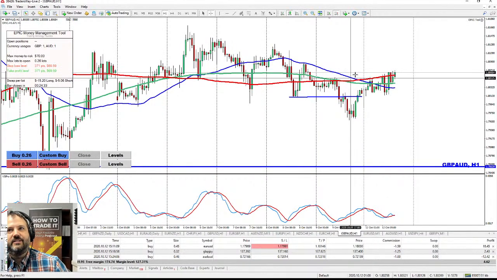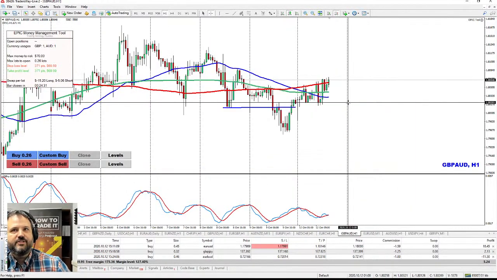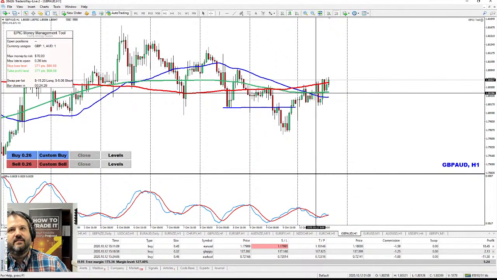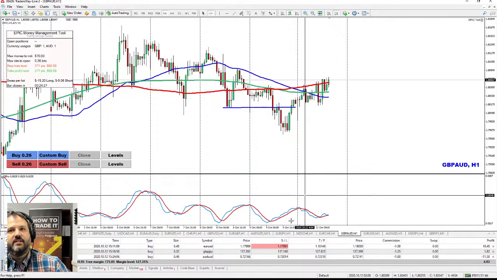Even on the hourly, you see how twisted up these moving averages are. It just doesn't do big, hasn't been doing much.